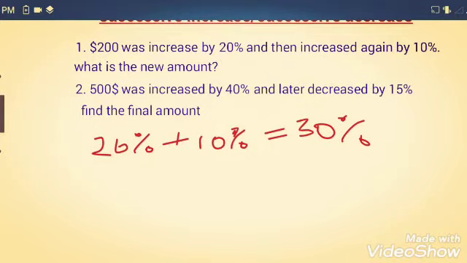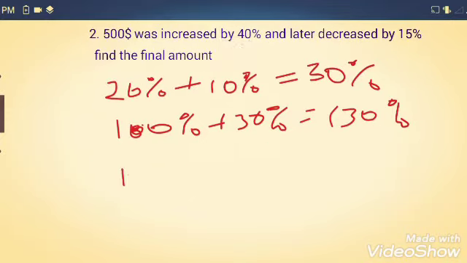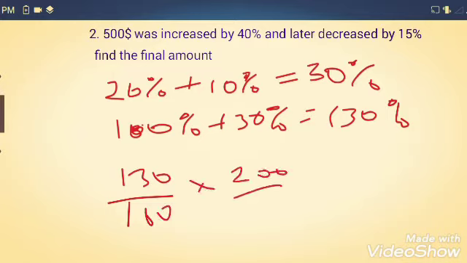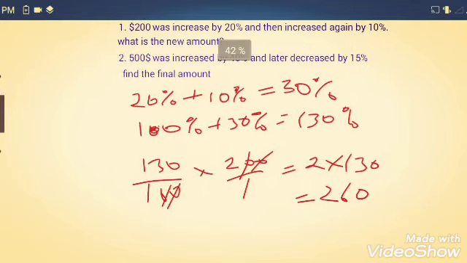So to increase it by this, you're going to have 100% plus 30%, that'll give us 130%. So if you do this, you're going to have 130 over 100 times 200 over 1. 1, 2 will cancel 1, 2. You have 2 times 130, and that gives you 260. Now this is actually not the correct answer to this question.